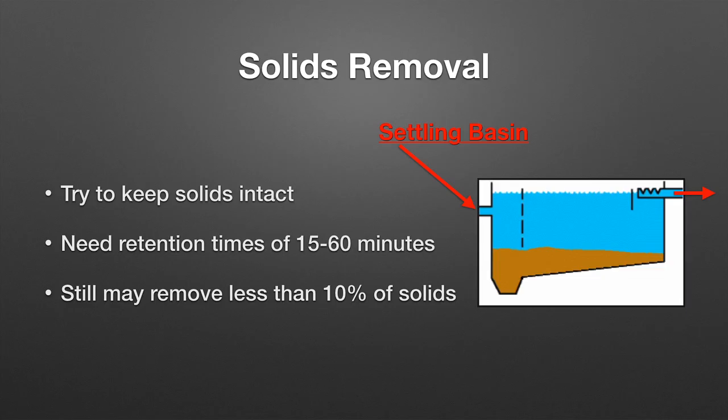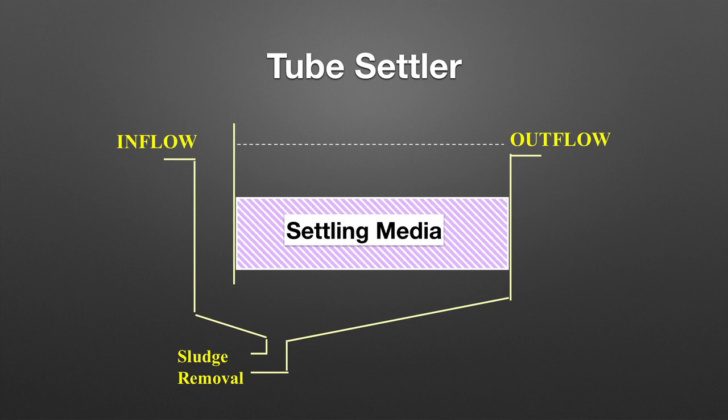So now I'm going to talk about solids removal, and we'll start with the most simple methods of solids removal. The settling basin is probably the simplest. Using a settling basin, you try to keep the solids intact, and you need retention times of 15 to 60 minutes within the settling basin to allow the solids to settle. It may only remove less than 10% of the solids, and typically only the largest of the solids are removed using a settling basin. A tube settler, in which the water comes in and then has to go through media before it outflows back to the tank, is better at removing sludge from the system.